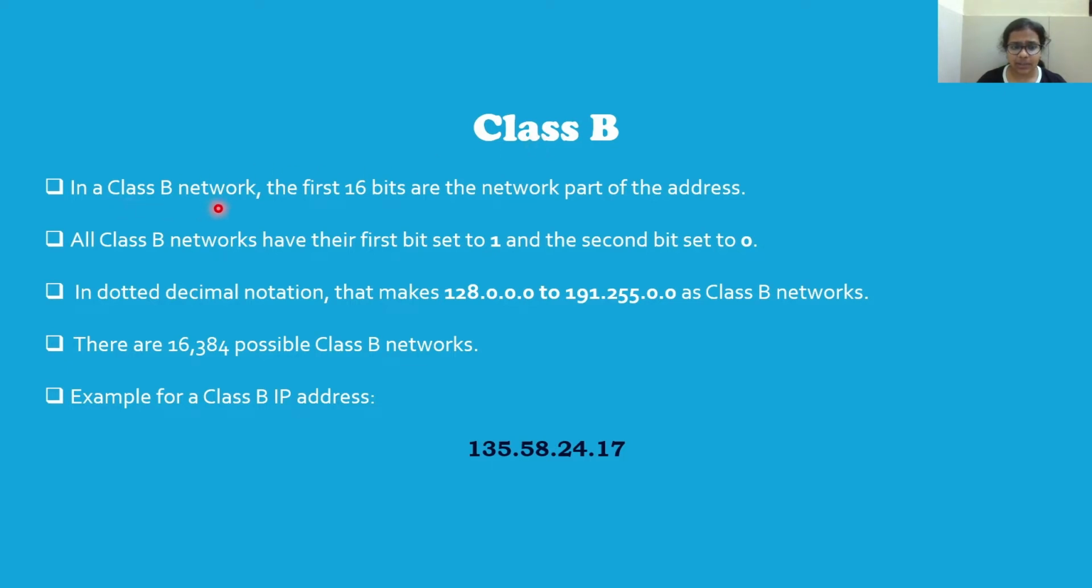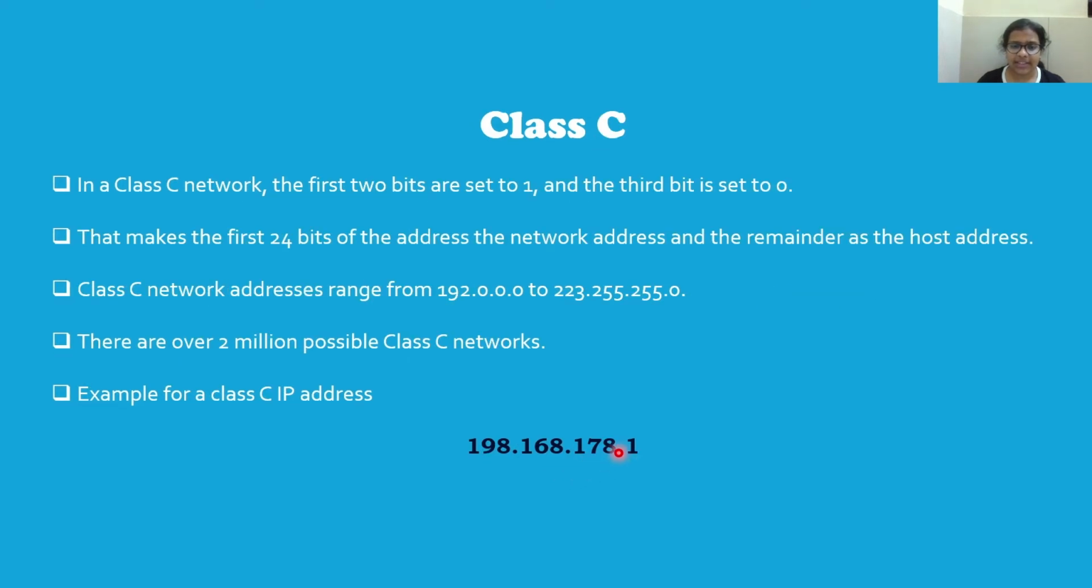In a class B network, the first 16 bits are the network part of the address. All class B networks have their first bit set to 1 and the second bit set to 0. In dotted decimal notation, that makes 128.0.0.0 to 191.255.0.0 as class B networks. There are 16,384 possible class B networks. Example for a class B IP address is 135.58.24.17. Moving on, let us see about class C.